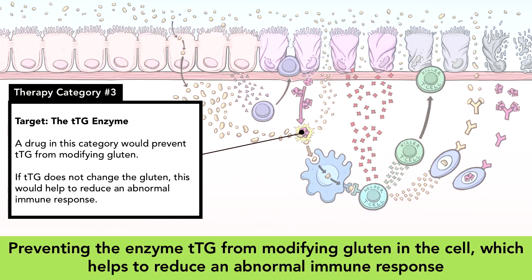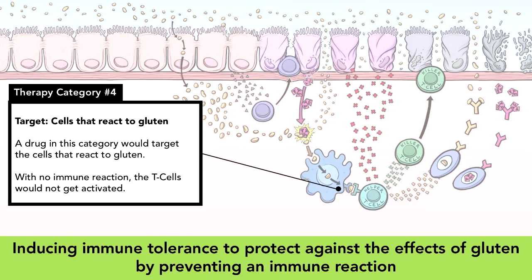Therapy category number 3, preventing the enzyme TTG from modifying gluten in the cell, which helps to reduce an abnormal immune response. Target, the TTG enzyme. A drug in this category would prevent TTG from modifying gluten. If TTG does not change the gluten, this would help to reduce an abnormal immune response.